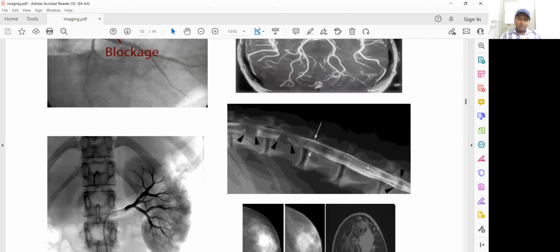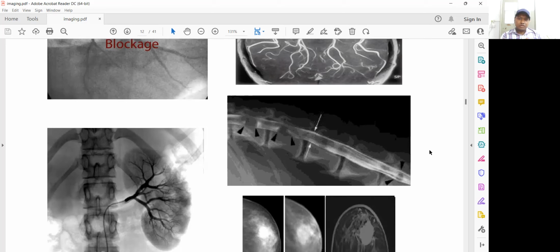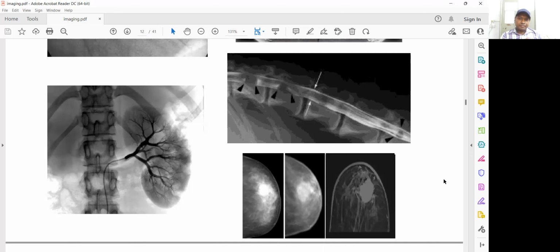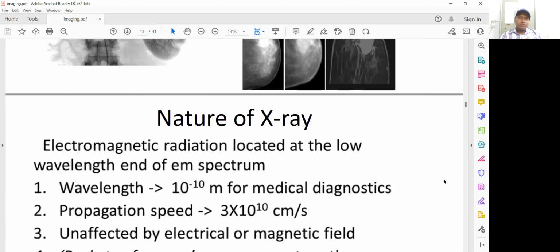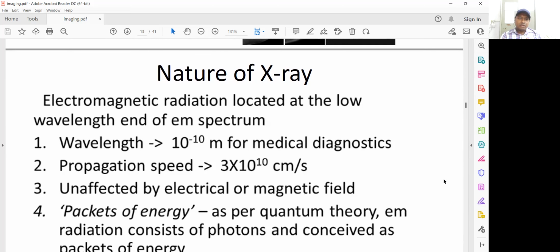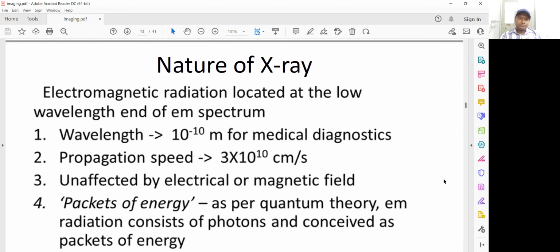And this is the spinal cord, and inside the cord we have injected the dye and taken an X-ray photograph. And this is the lungs. And the final case is the mammogram. Now there is some basic physics regarding the X-ray, the nature of X-ray.